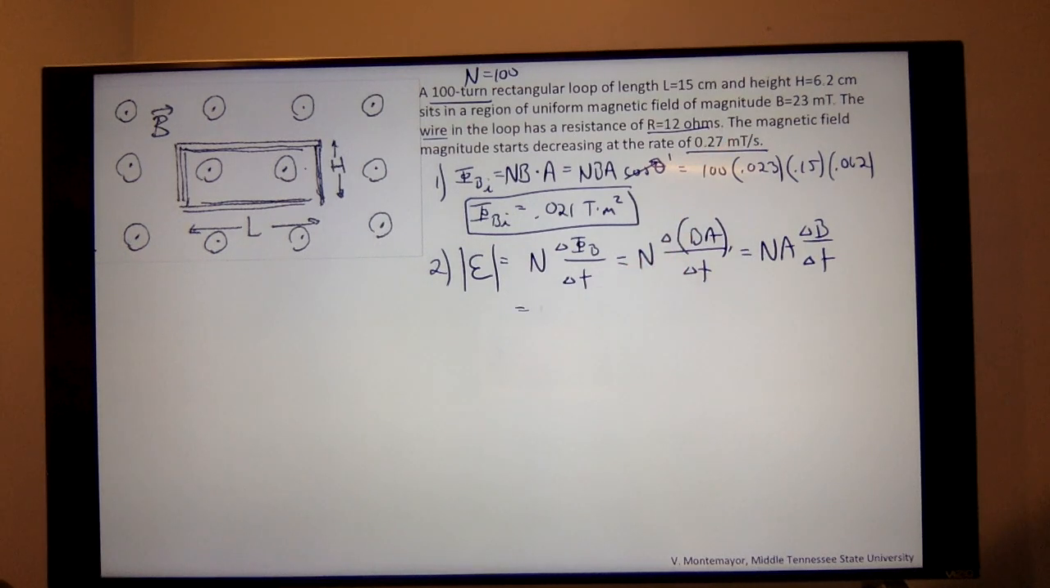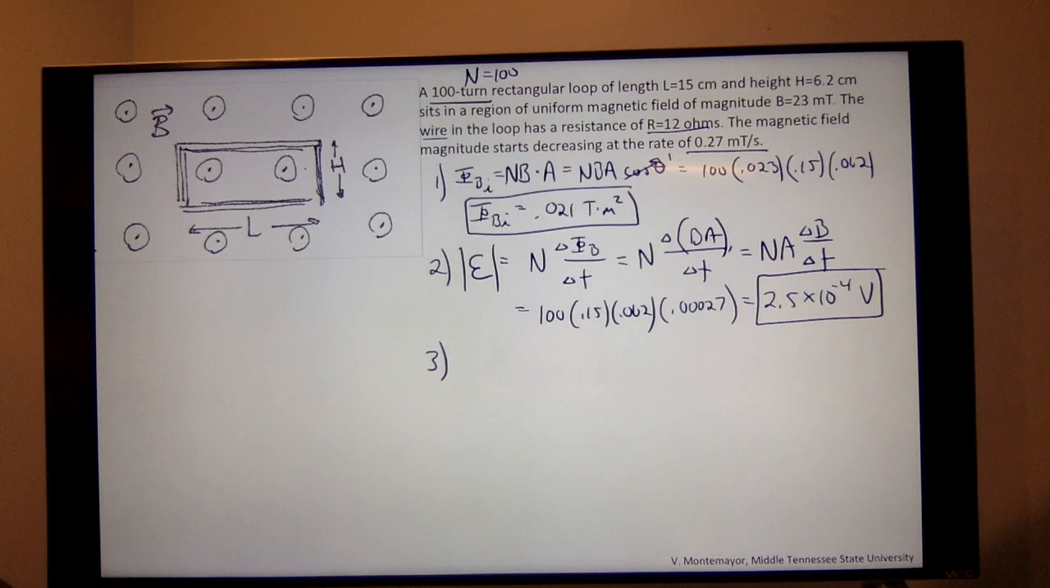So this is going to be equal to 100 times 0.15 times 0.062 times the rate of change of the magnetic field. So in millitesla, need to be a little bit careful with that. That's going to be 0.00027 millitesla per second. So that's going to give me an induced voltage of, let's see, 2.5 times 10 to the minus 4 volts, from which we can find the current.